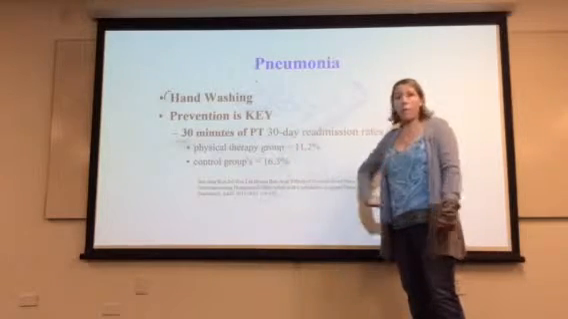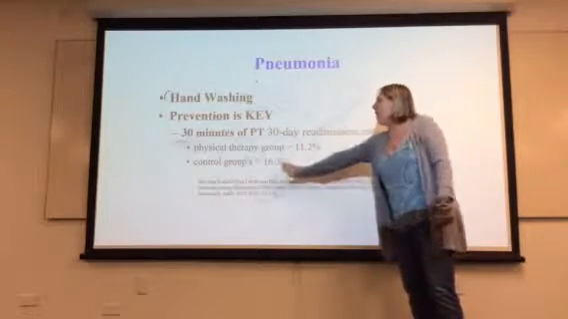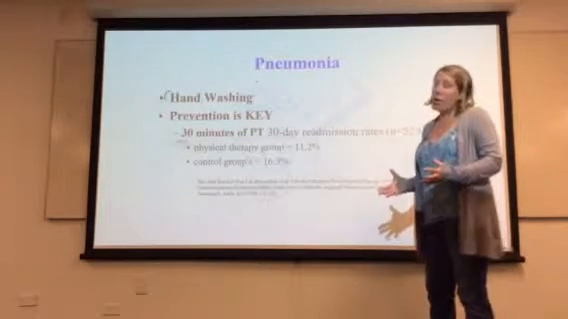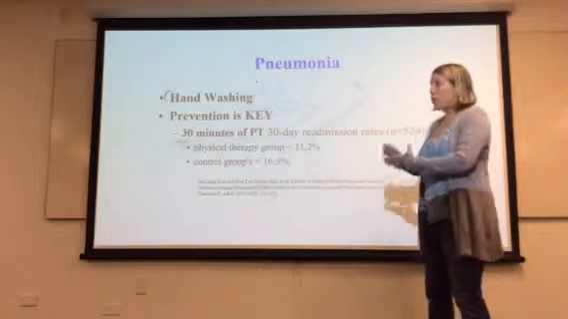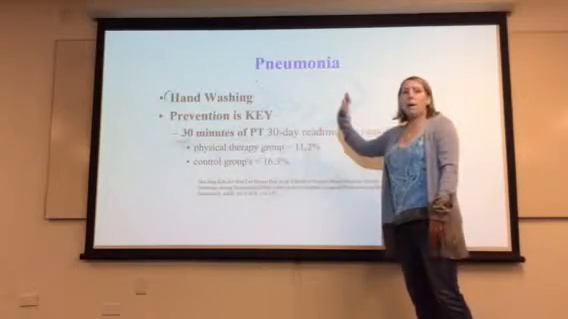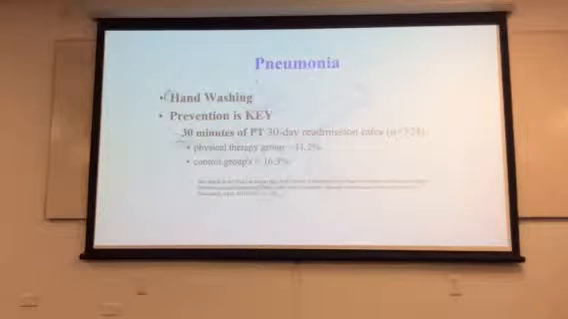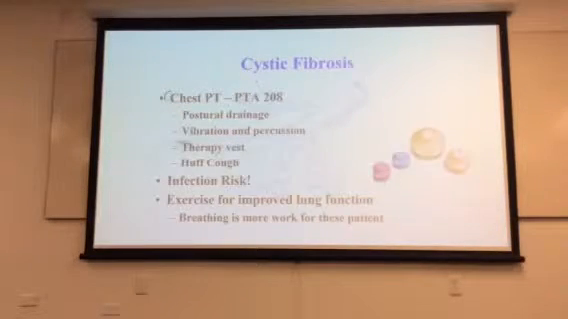So in the physical therapy group, only 11% were readmitted. In the control group, 16% was readmitted. That's a pretty good change just with 30 minutes of therapy. So it shows that PT is effective. Making sure that we don't spread germs, very important as well. Follow those standard precautions. And finally, cystic fibrosis.